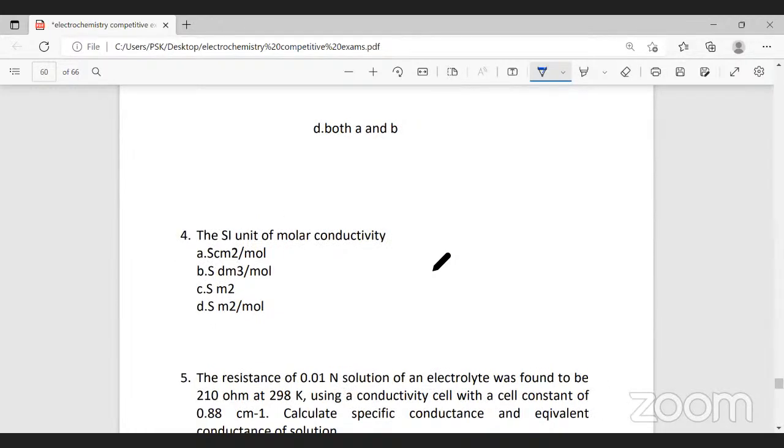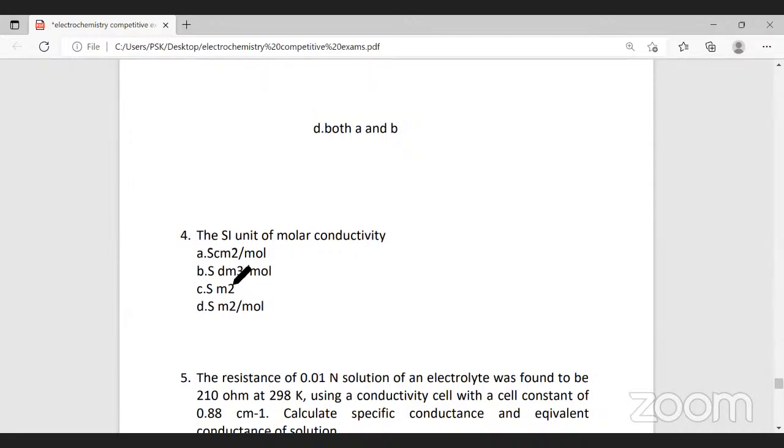The SI unit of molar conductivity is? What's the SI unit of molar conductivity? Option D. The SI unit is Siemens meter square per mole. So the answer for this question is option D. The SI unit for molar conductivity is Siemens meter square per mole. Correct. That's fine. The next question.